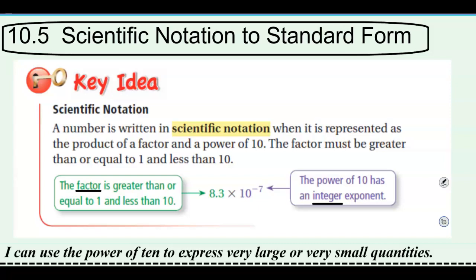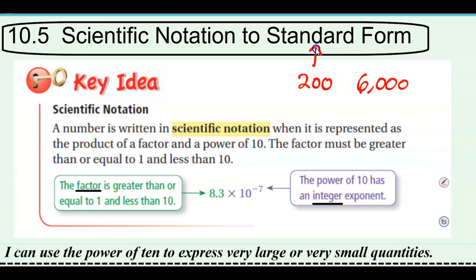Okay, so today's lesson is going to be on scientific notation. We're going to combine 10.5 and 10.6. Our first idea is going to take a number in scientific notation and take it to standard form, which is what we're used to seeing, like the number 200 or the number 6,000. However, when we use scientific notation, the reason is we have a really big number or really small number, and it's just easier to write it this way.